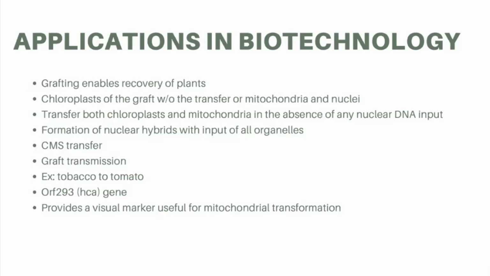And then basically discussing the CMS transfer, graft transmission. An example that was stated in the beginning was tobacco to tomato. And then the ORF293 gene basically provides a visual marker useful for mitochondrial transformation.